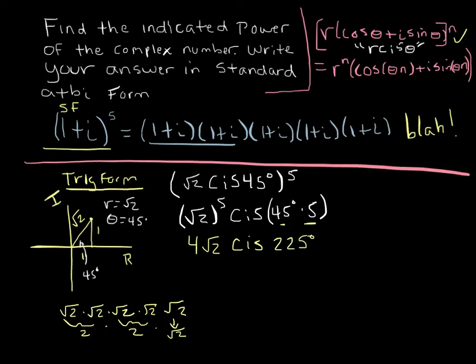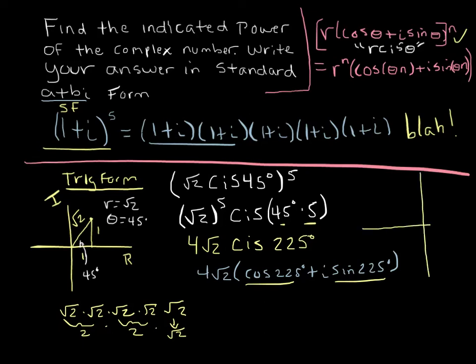And now I'm going to expand this. I'm going to get away from the abbreviation. So now I'm going to write this as 4 root 2, because remember, they want my answer in standard form. So it's 4 root 2 times cosine of 225 degrees plus i sine 225 degrees. And so now what I'm responsible for is evaluating this and this. So let's go off to the side here. Actually, I'll give myself a little bit more room.